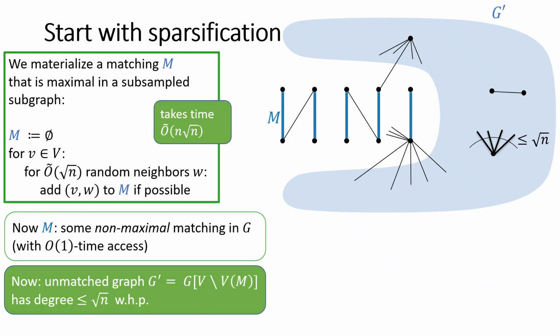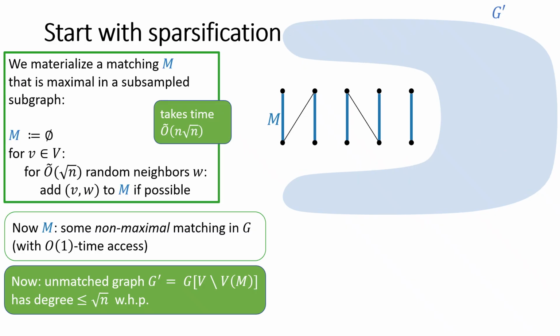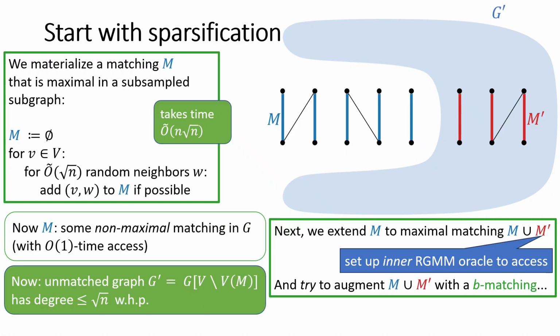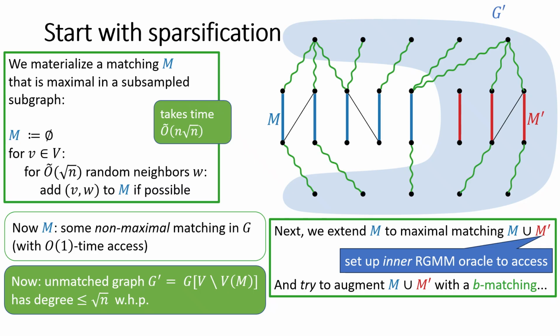Great. But we wanted to have a maximal matching to simulate that two-pass algorithm. So now we extend M to M prime so that M plus M prime is a maximal matching. M prime we cannot materialize, again, so we set up a GMM oracle for M prime. M is built explicitly, we have it in memory, but M prime we access as an oracle. And then we try to augment M plus M prime with a B matching, the green one.